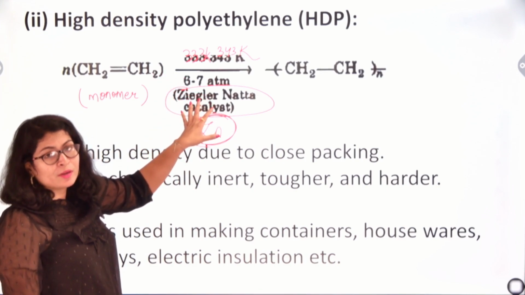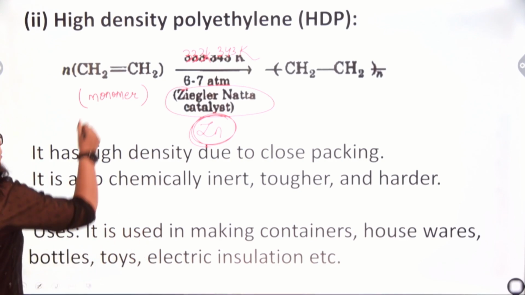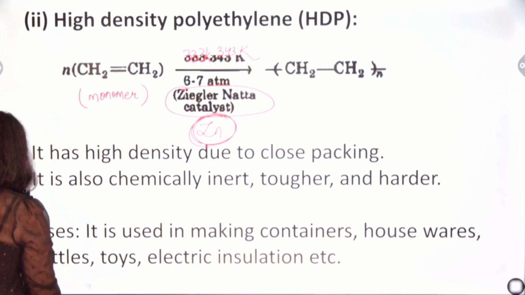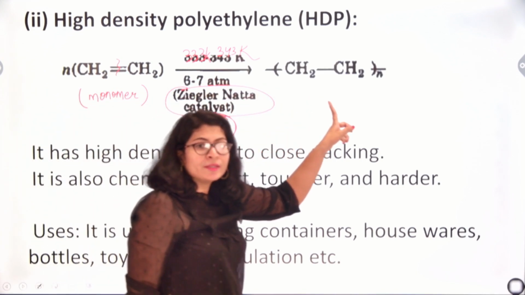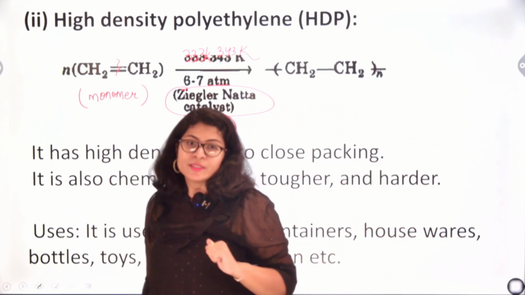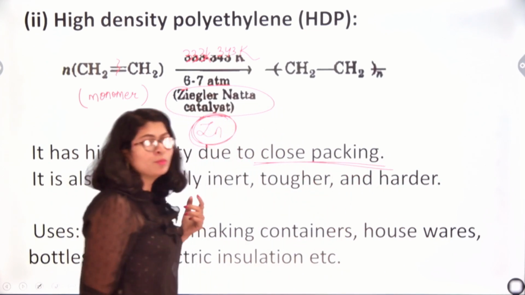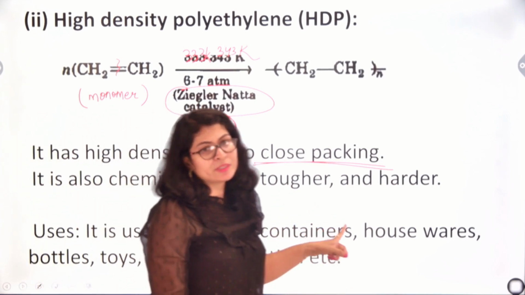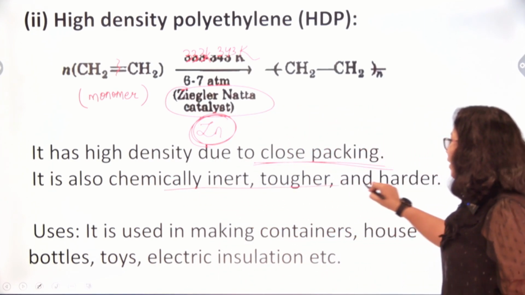In the presence of this Ziegler-Natta catalyst, monomer ethene polymerizes by breaking of this pi bond. This pi bond breaks, as a result of which the linear chains of ethene are formed, which we call polyethylene. Now it has high density due to close packing of the polymeric chain. It is also chemically inert, tougher and harder. Obviously, density increases, closely packed. So, it is chemically inert, tough and harder.